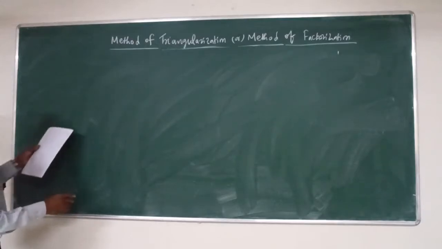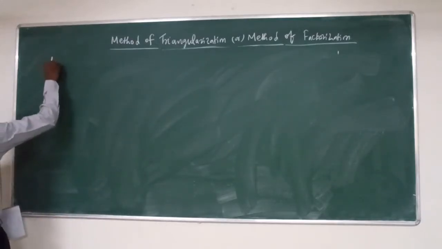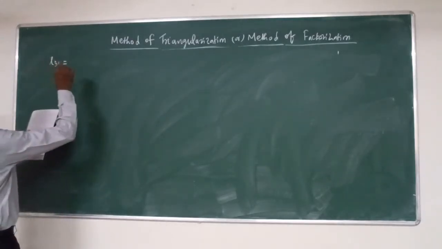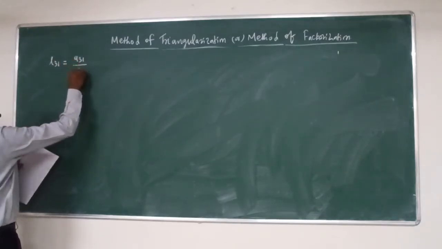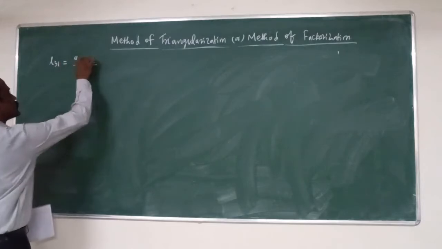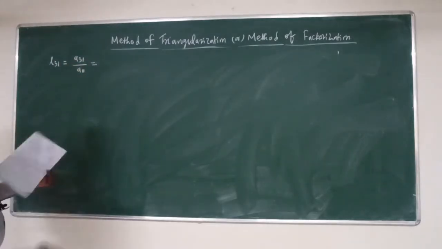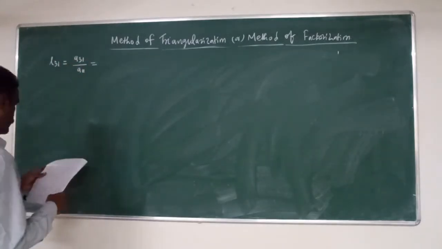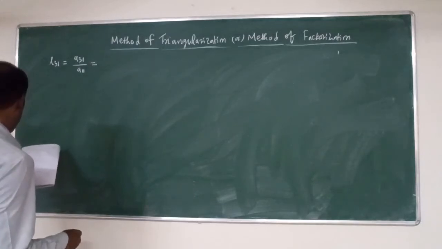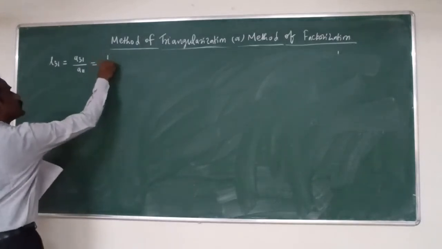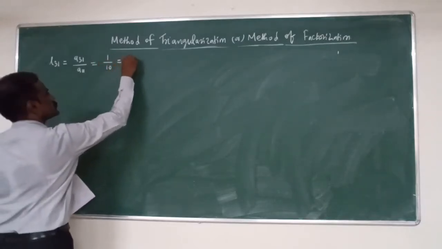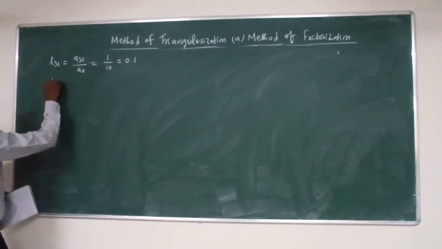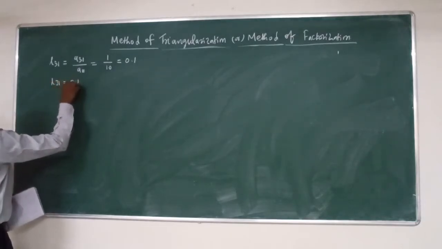Next, to find out L31, the formula is A31 divided by A11. Here the A31 value is 1, A11 value 10. Now dividing these two, the result is 0.1. So L31 equal to 0.1.